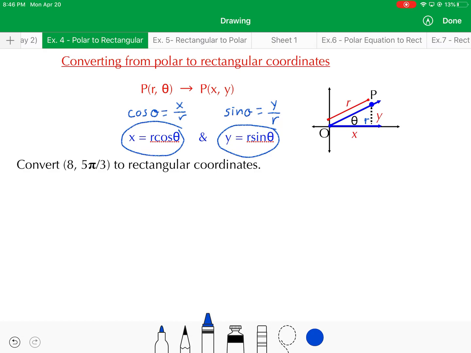Let's use them to convert 8, 5 pi over 3 from polar form to rectangular form. First, let's visualize this. I'm going to graph it. Okay. So that's my x-axis and my y-axis. I'm going to rotate from the positive x-axis, or the polar axis, 5 pi over 3, or 300 degrees, to get to my terminal angle. And we learned on the terminal angle, we should be counting, in this case, 8 spaces to get out to our point, right?